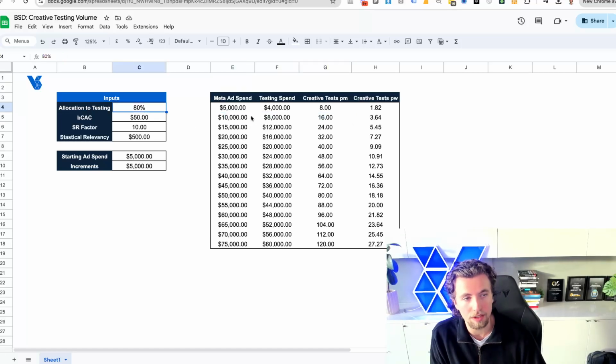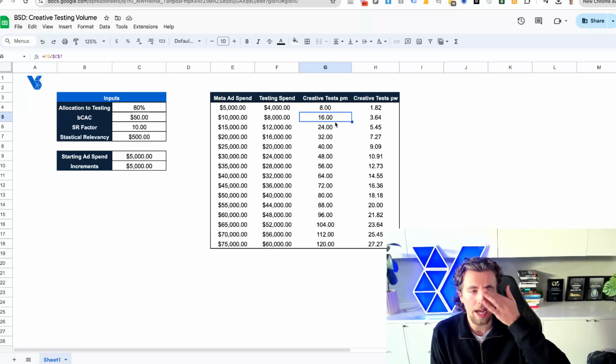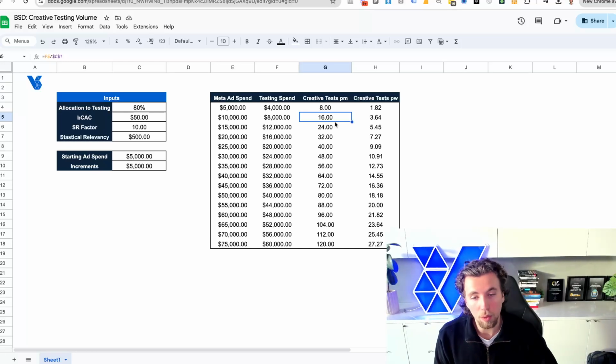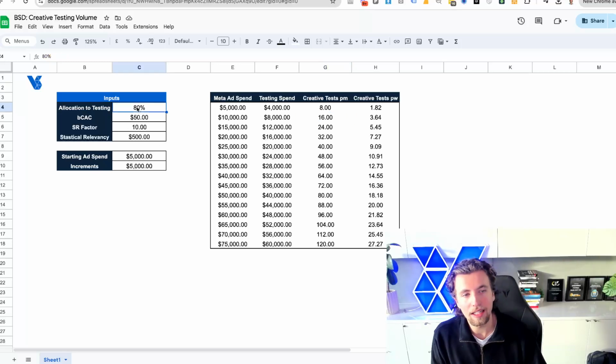And the reason for this is that when you have $8,000 going to testing and you deem a creative test as $500 in spend, you have the ability to go and test 16 new creatives. Now, does that mean you should necessarily be testing 16 new creatives at this volume? Not necessarily, because what will likely happen is a few of these creatives will hopefully work and you'll have some hits. And therefore your allocation to testing will actually drop off quite rapidly.